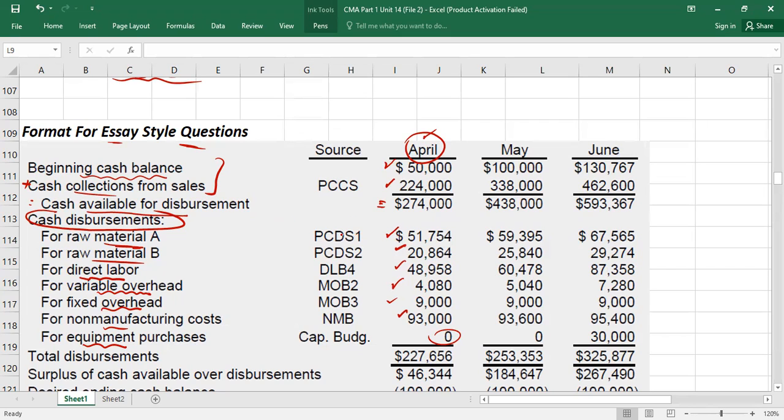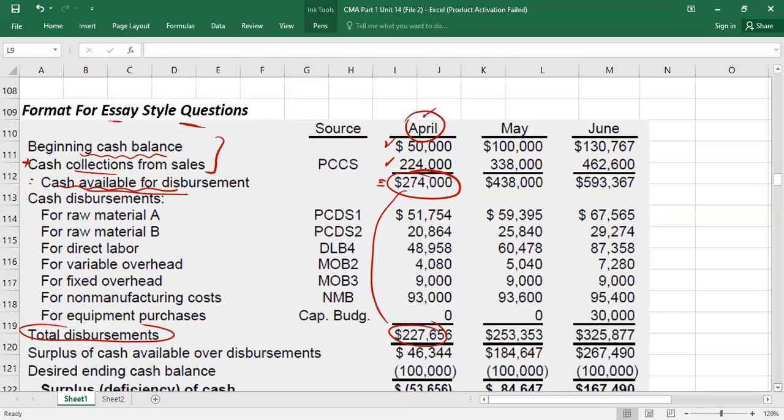So now this is all disbursements. So what I'm going to do, I'm going to make the total of all disbursements. So this is the total column, a total row. So here we got the total disbursement. Now what we will do, we will take this value, which is known as cash available for disbursement. From there, we will deduct total disbursement.